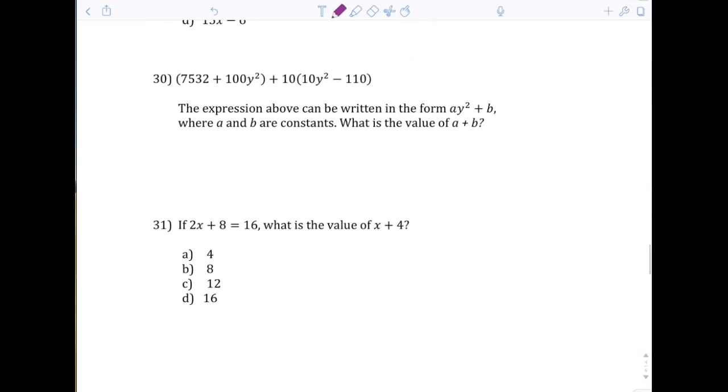You're right. The next one is from an SAT question also. So I need to distribute a what here? Like 10. I need to distribute a 10. So Chloe, 7532 plus 100y squared, and then it would be plus what when you distribute that 10? Plus 100y squared. Then what? Minus. Whenever you multiply by 10, you just add a 0. Oh, 1,100. Beautiful. Now combine like terms, please.